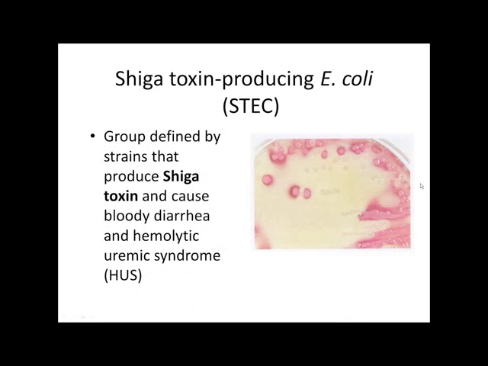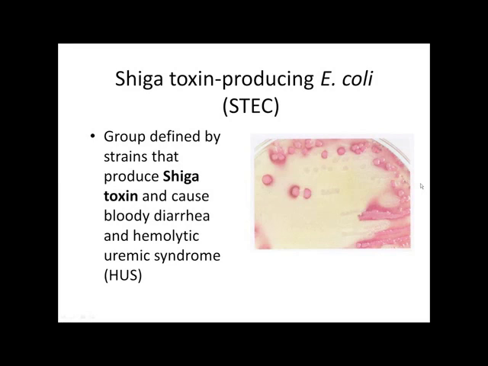What are Shiga toxin producing E. coli, and how are they defined? Well, it's a group defined by strains that produce Shiga toxin. Shiga toxin gets into the bloodstream, and there are receptors for Shiga toxin on the epithelium of kidney cells, for example. This causes damage to the epithelium, and when blood passes through the damaged blood vessels, the blood itself gets misshapen, and this leads to anemia.